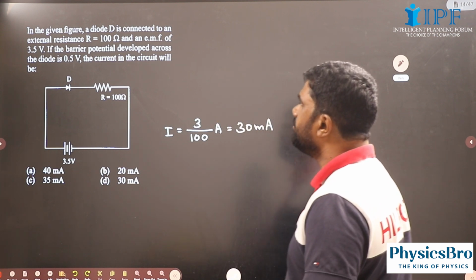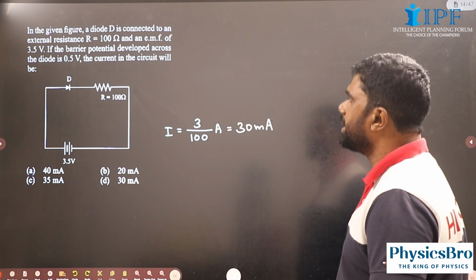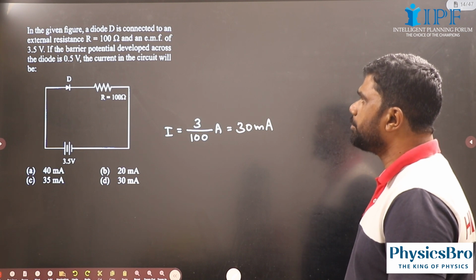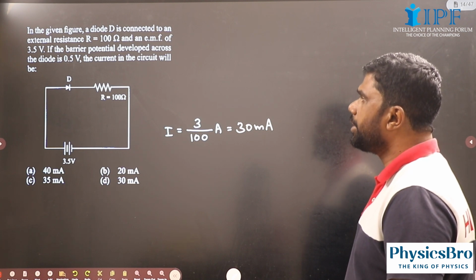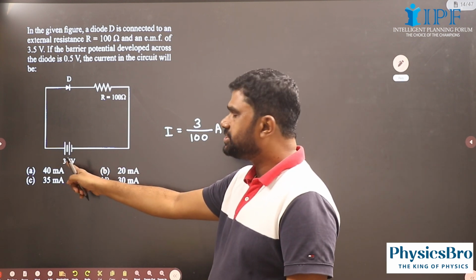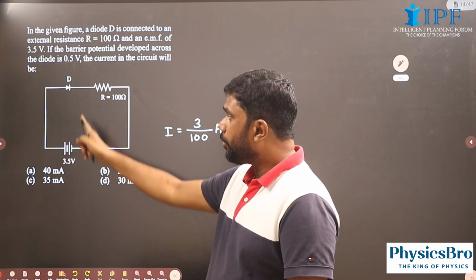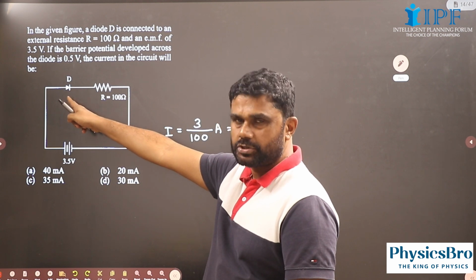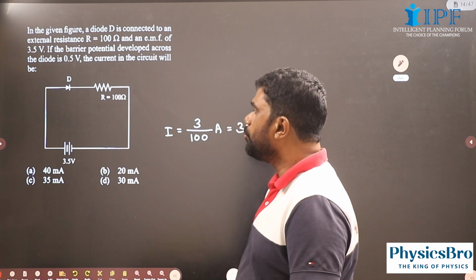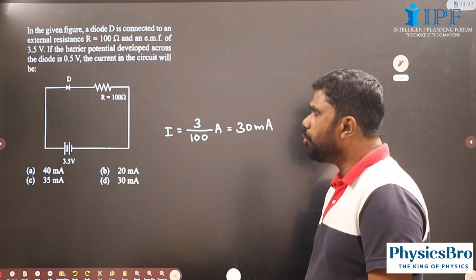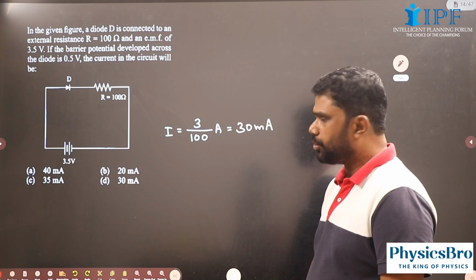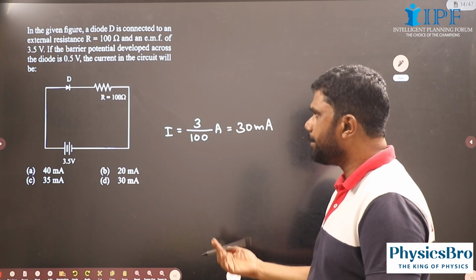Next, see in the given figure, a diode D is connected to an external resistance 100 ohm and EMF of 3.5 volt. If the barrier potential developed across the diode is 0.5, the current in the circuit will be. See, the total voltage is 3.5, of which 0.5 will be dropped across the diode. The remaining 3 will appear across the resistor. So the voltage across the resistor is 3 volt and the current through it is given by I equal to 3 divided by resistance 100 ohm. So it is 30 milliampere.